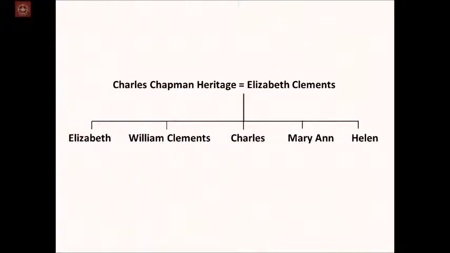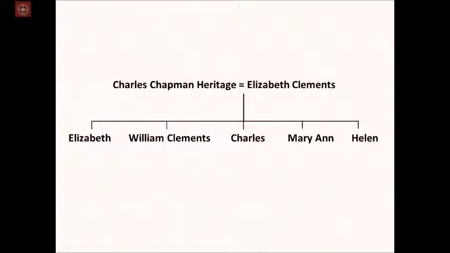Now, here's my little portion from my family tree. Charles Chapman Heritage married Elizabeth Clements. Now, according to baptism records, my ancestor, who's William Clements, had sister Elizabeth, brother Charles, sister Mary Ann, and a sister called Helen. Now, I did work out that Helen died as a baby because I found her in the burial records, and also Charles. But I've mentioned that the older the graveyard survey is, the better.